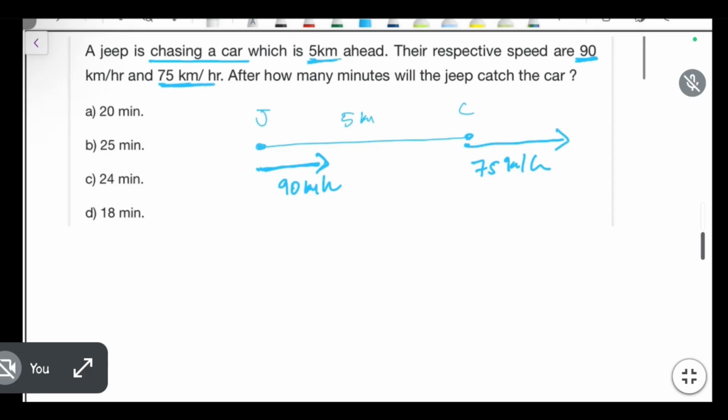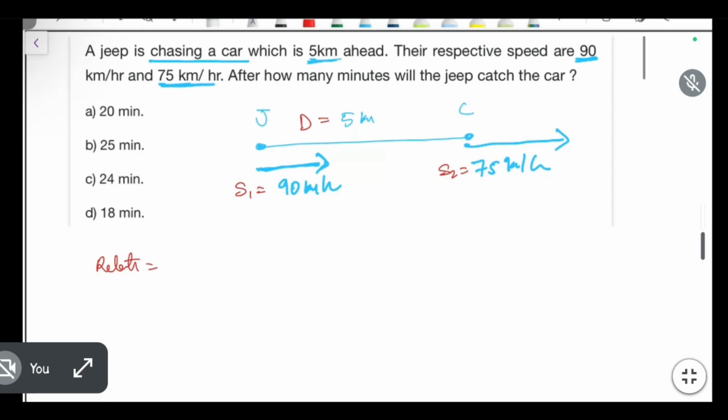So according to the question, we see that they are traveling in the same direction. So what was the relative speed formula? If they are traveling in the same direction, I'll use speed 1 as this one and speed 2 as this one. And this is the distance here.